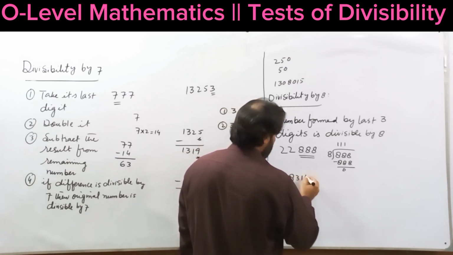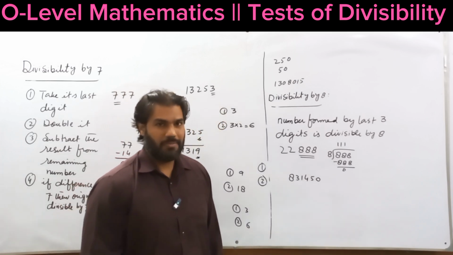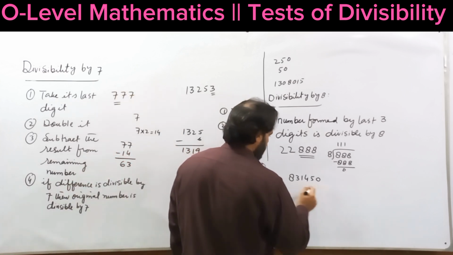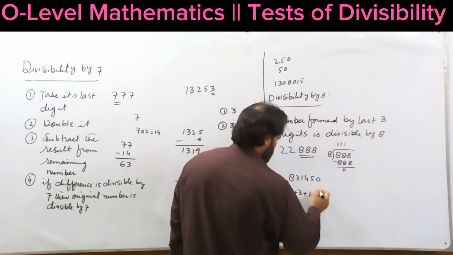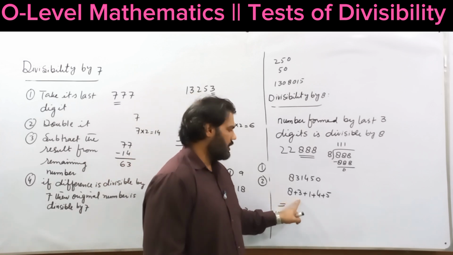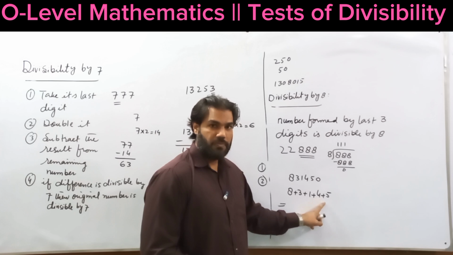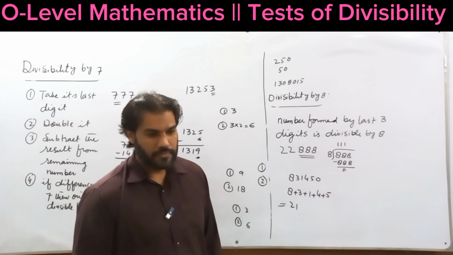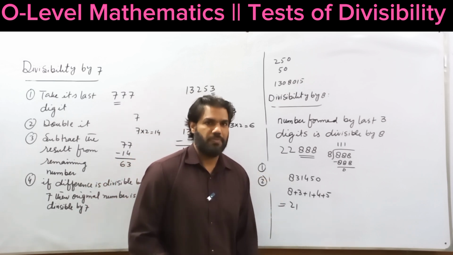8 3 1 4 5 0. Suppose this is our number, and we have to check whether the given number is divisible by 9 or not. We will sum up the digits: 8 plus 3 plus 1 plus 4 plus 5. What is the answer? 8 plus 3 is 11, 11 plus 1 is 12, 12 plus 4 is 16, 16 plus 5 is 21. As 21 is not divisible by 9, this number is not divisible by 9. This is the simple criteria.